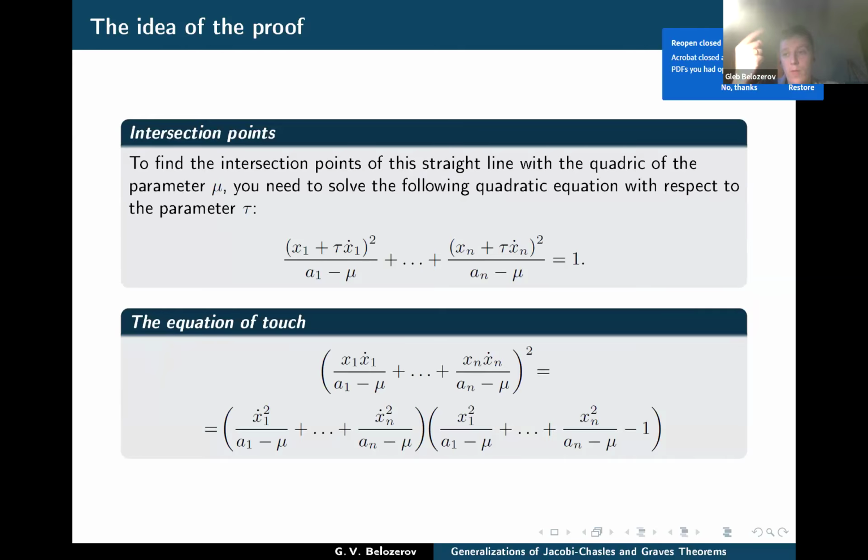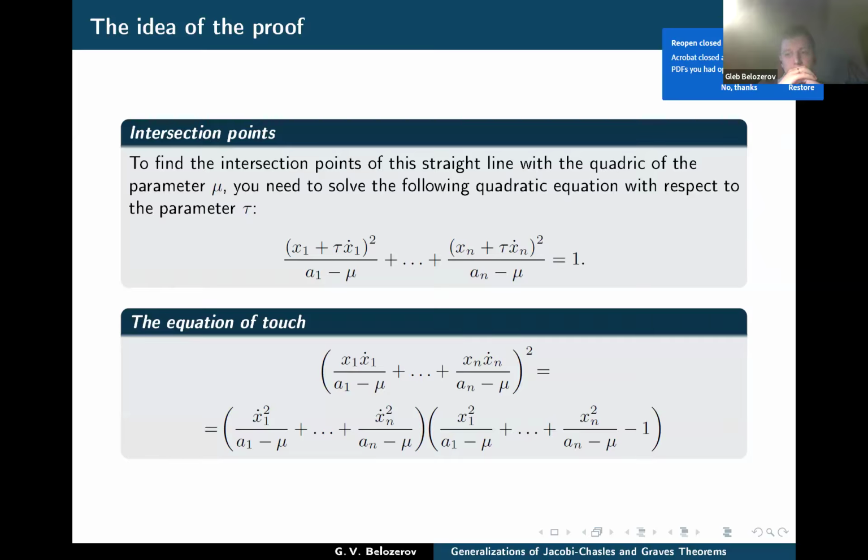Now we find all confocal quadrics such that they are tangent to our straight line. So this equation has a multiple root. But this equation has a multiple root if and only if the discriminant of it is equal to 0.